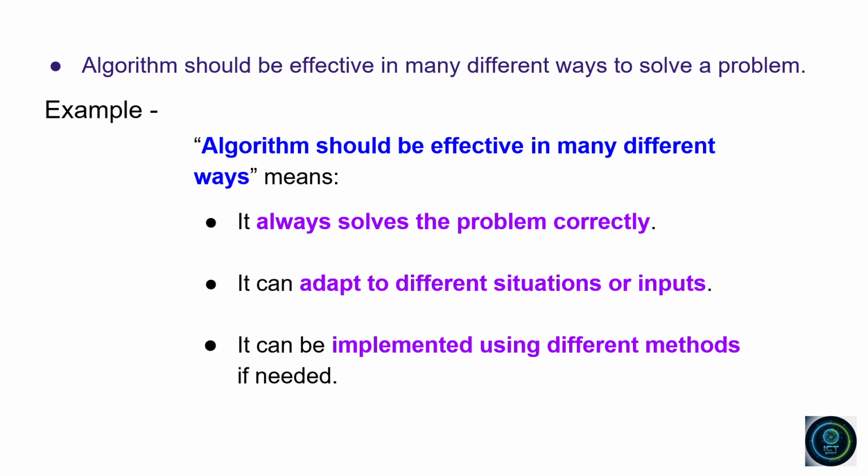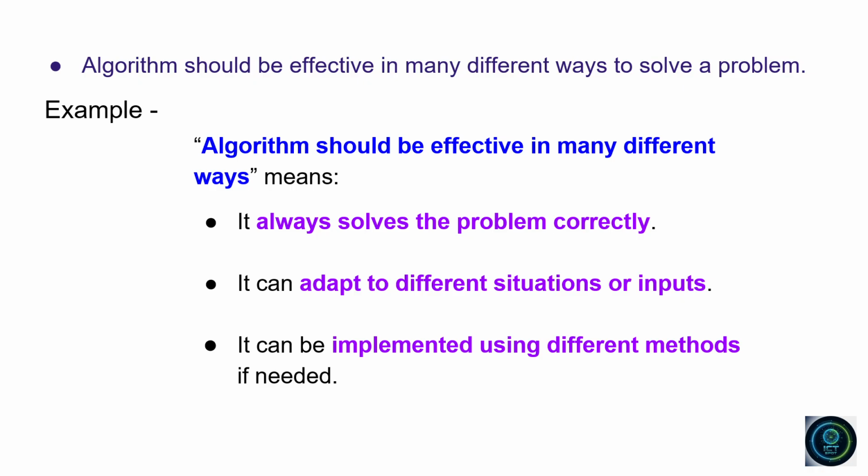Then what are the important facts we are going to highlight here? The first thing is that it always, that means your algorithm always solves the problem correctly. That's the most important thing. Your algorithm should solve your problem correctly. Then your algorithm can adapt to different situations or inputs.